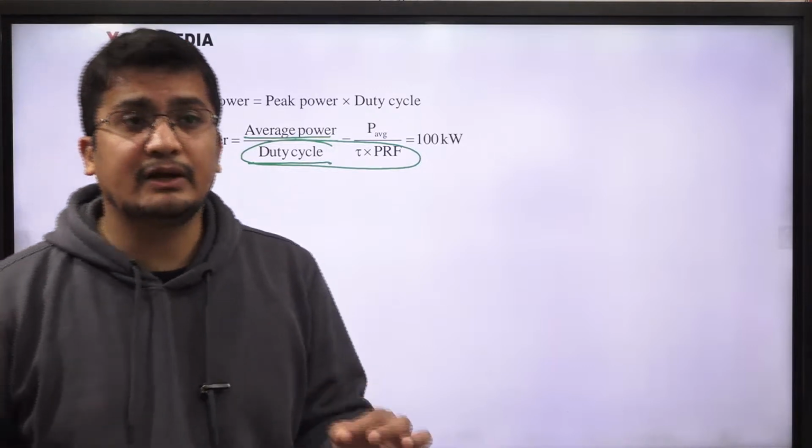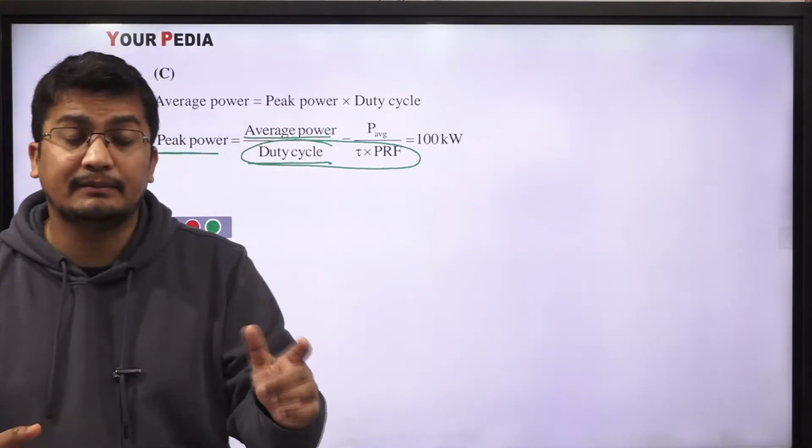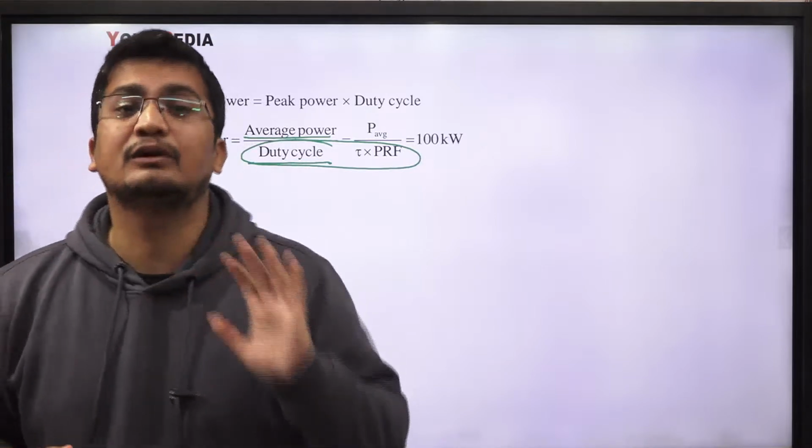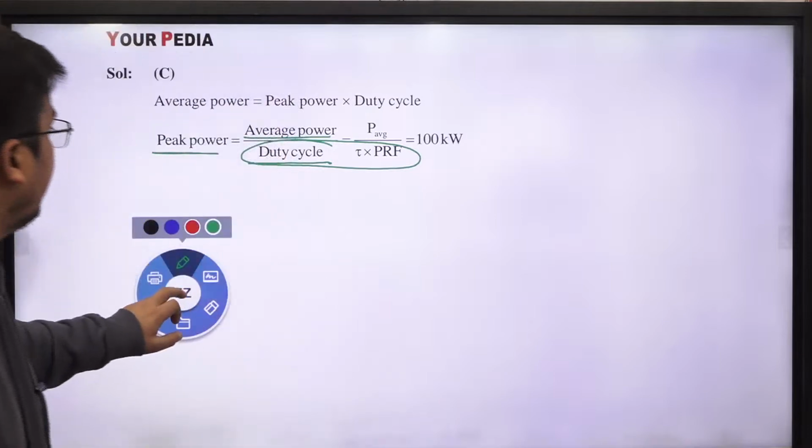So in radar and microwave, if you haven't studied in depth, don't miss the standard formulas. There are 15 to 20 formulas from which the questions are asked. Okay, moving on to the next question.